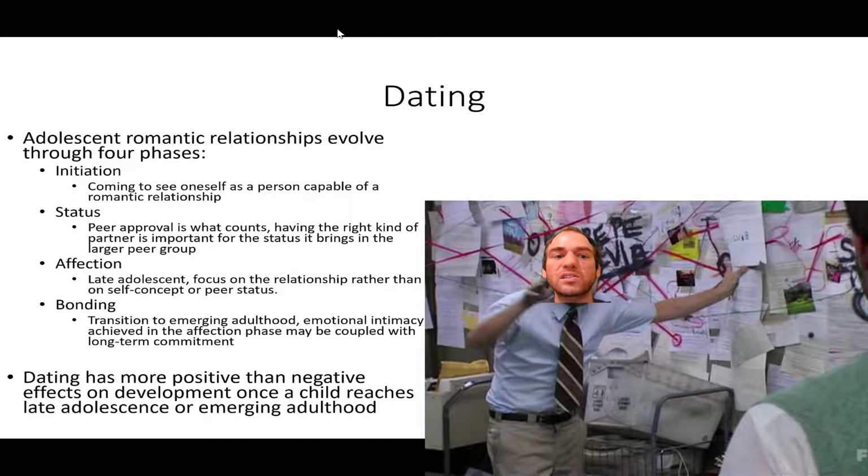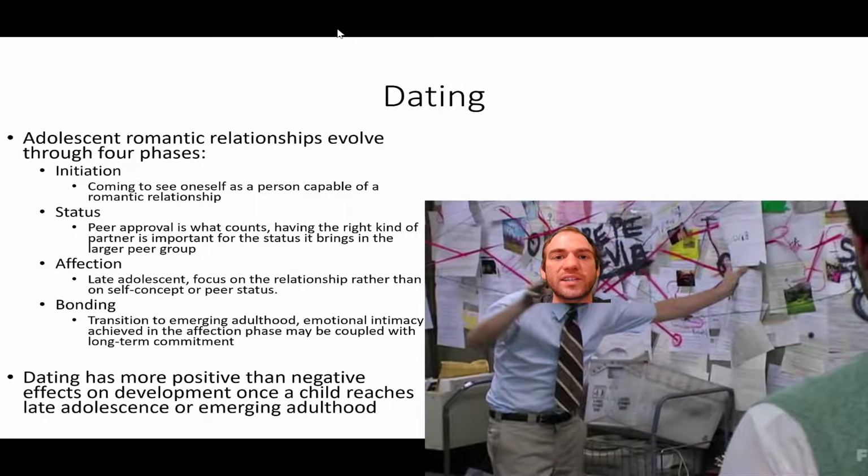Affection. This is during late adolescence: the focus is on the relationship rather than on self-concept or peer status. And bonding, the transition to emerging adulthood. Emotional intimacy achieved in the affection phase may be coupled with long-term commitment. Dating has more positive than negative effects on development once a child reaches late adolescence or emerging adulthood.